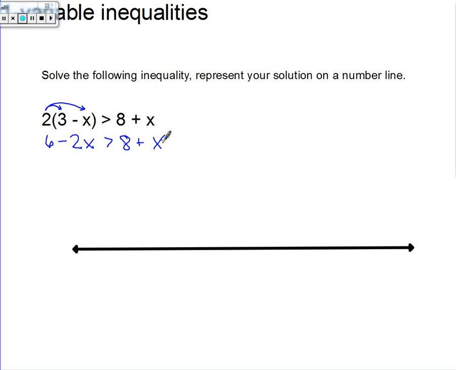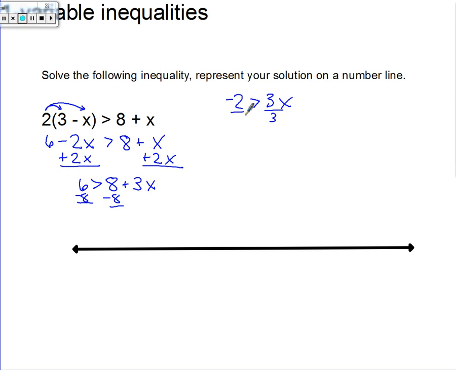Okay, but one suggestion might be to take this negative 2x and add it to the other side, plus 2x, plus 2x. So we'll end up with 6 greater than 8 plus 3x. And then I'm going to subtract my 8 from both sides. Okay, so I end up with negative 2 greater than 3x. Divide by 3. So I end up with negative 2/3 greater than x.